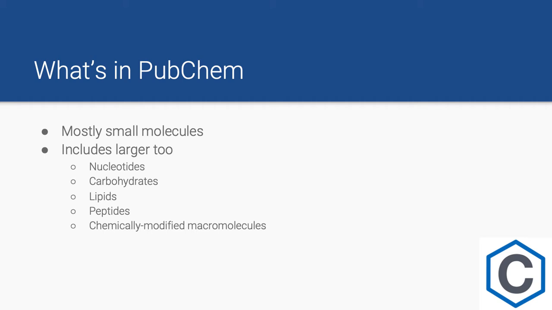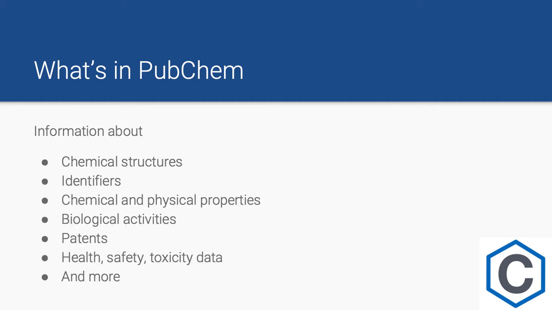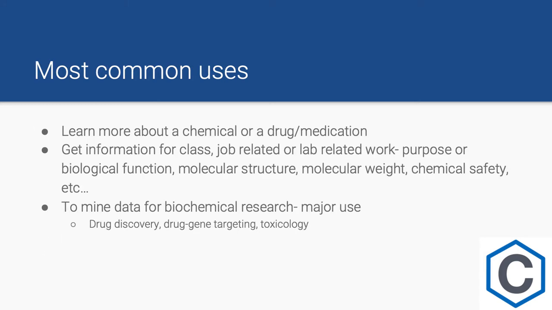PubChem mostly contains small molecules, but the database also has larger molecules such as nucleotides, carbohydrates, lipids, peptides, and chemically modified macromolecules. Information on chemical structures, identifiers, chemical and physical properties, biological activities, patents, health, safety, toxicity data, and many others are also provided in PubChem. Some of the most common uses for PubChem include learning more about a chemical or a drug or medication, to get information for class, job-related, or lab-related work, and also to mine data for biochemical research.